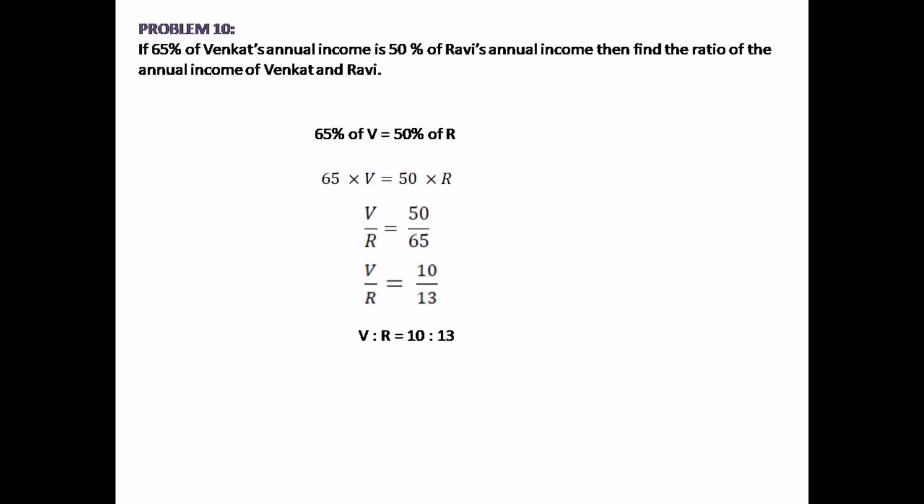If 65% of Venkat's annual income is 50% of Ravi's annual income, then find the ratio of the annual income of Venkat and Ravi. Let's write the given information as 65% of V equals 50% of R. The percentages in LHS and RHS get cancelled. It can be written as 65 into V equals 50 into R. That is V by R equals 50 by 65. Cancelling it by 5, we get V by R equals 10 by 13. Therefore V is to R equals 10 is to 13.